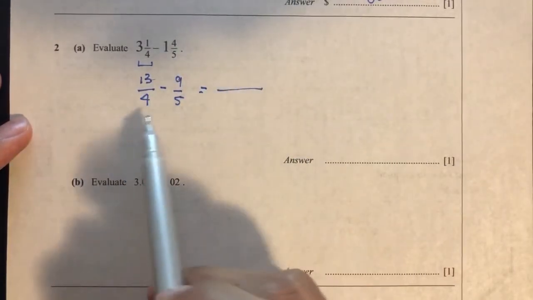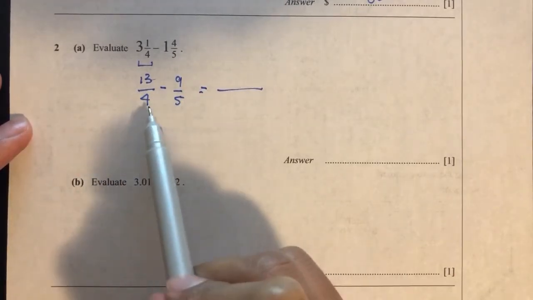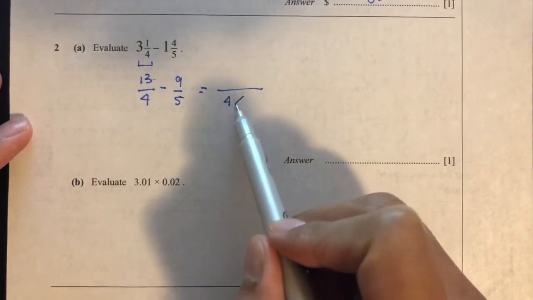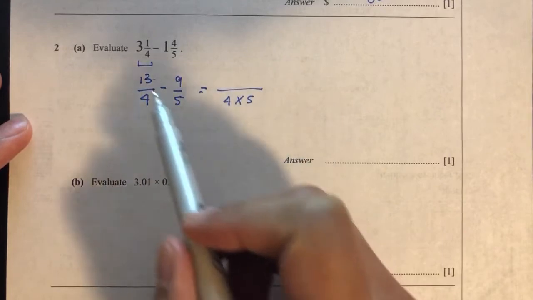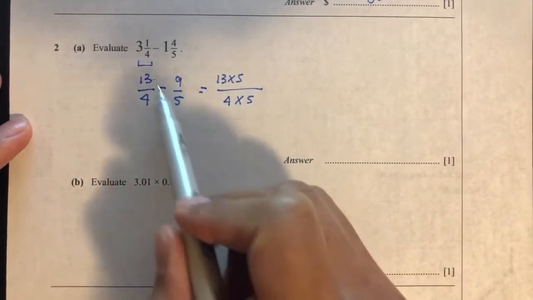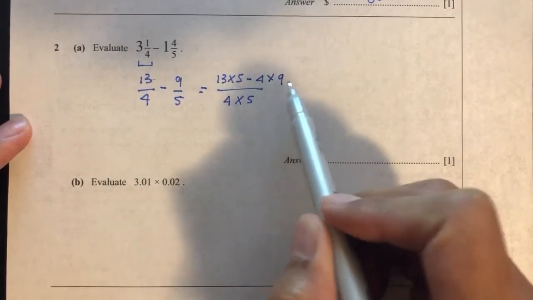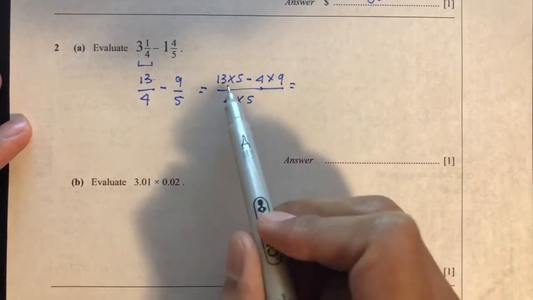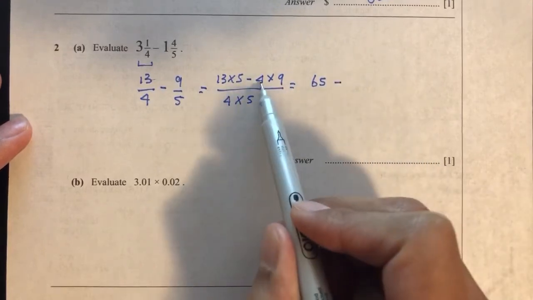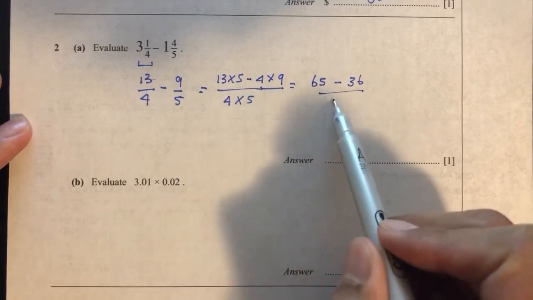Now we see we have different bases of 4 and 5. What do we do? We find the LCM of the bases, which is we multiply them, so 4 times 5, and then we cross multiply, we get 13 times 5 minus 4 times 9. Okay, so now we simplify. What is 13 times 5? It will be 65 minus 4 times 9 is 36, divided by 4 times 5 is 20.